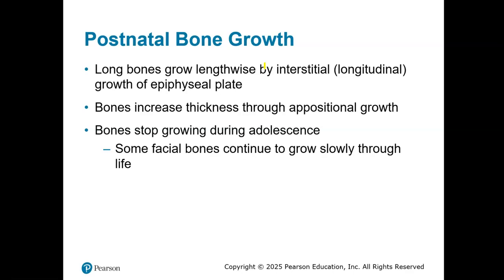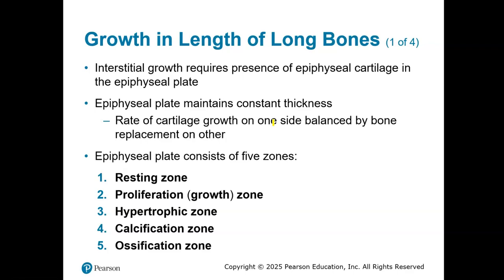And then you have bones that grow longer and thicker. They grow lengthwise or grow longer. That growth is called interstitial growth, and that is by the growth at the epiphyseal plate. And then appositional growth is the growth in thickness. And then bone tissue stops growing during adolescence. Some facial bones continue to grow slowly throughout adulthood, throughout life.